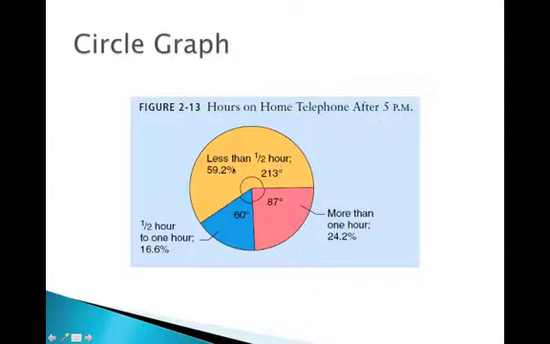Less than half an hour was 59.2% of the people. So 59.2% of 360 degrees is 213 degrees, and so that's how much of the circle is taken up, since there's 360 degrees in a whole circle. Half an hour to an hour is 16.6%, or a sixth, and a sixth of 360 degrees is 60 degrees. And then more than an hour is 24.2%, which would be 87 degrees, because it's about 25%, and 25% of 360 would be 90 degrees. So that is a circle graph.